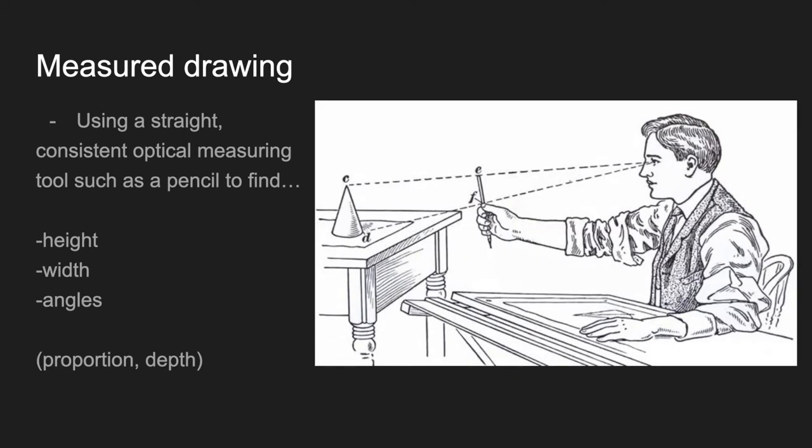In this unit, I'm going to teach you how to work with measured drawing. So rather than relying on a grid, in this method, the artist has to just draw from observation, as you can see in this example. When you measure a drawing, you're using a straight, consistent optical measuring tool like a pencil, as you can see right here, to establish the height, width, and the angles in a form.